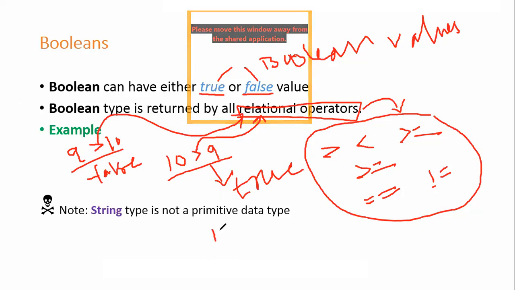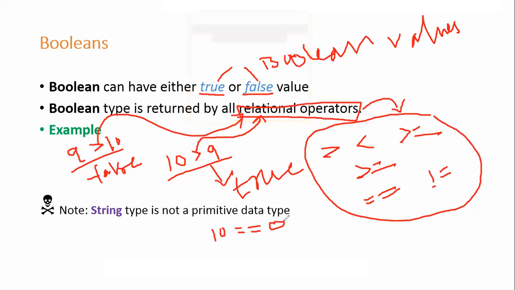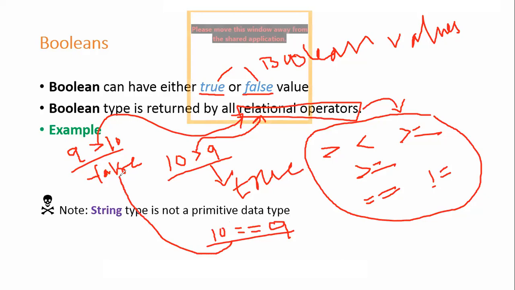Similarly, you can check it like this: 10 equal to equal to 9. Is 10 equal to 9? No, 10 is not equal to 9, so it returns a Boolean value called false. Equal to equal to is a relational operator, so all relational operators return a Boolean value, either true or false. So let me clear my drawings.